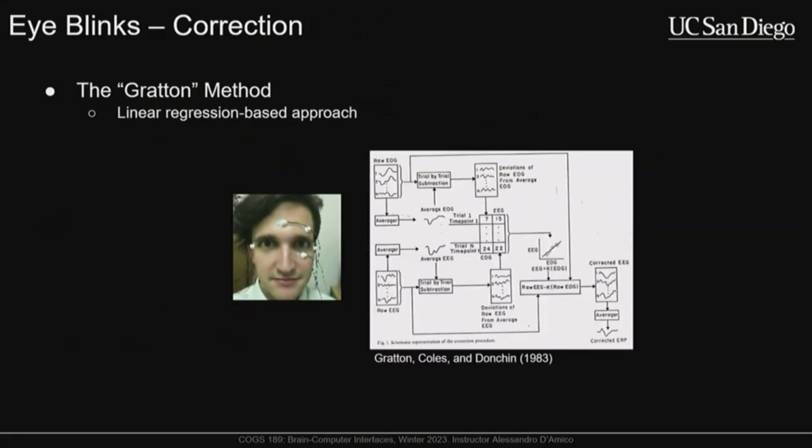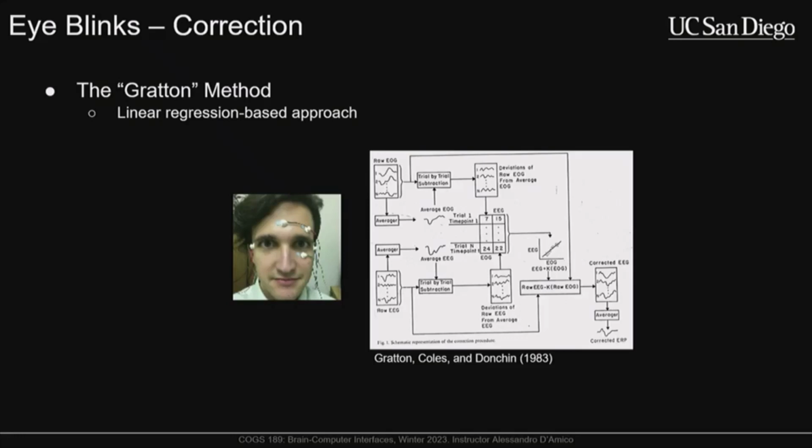And then how would we go about actually correcting these eye blinks? There are honestly probably hundreds of papers talking about different ways to do this. One of the most popular is the Gratton method. Essentially what this boils down to is using dedicated channels for collecting eye movements and blinks, what we call EOGs, electrooculograms.